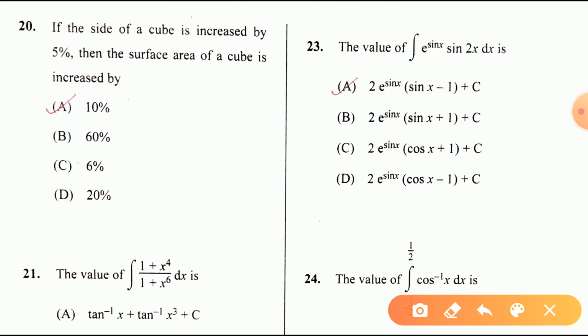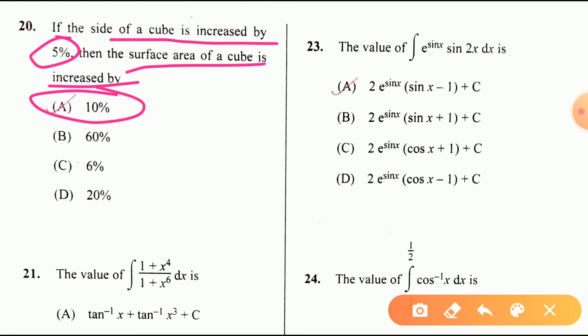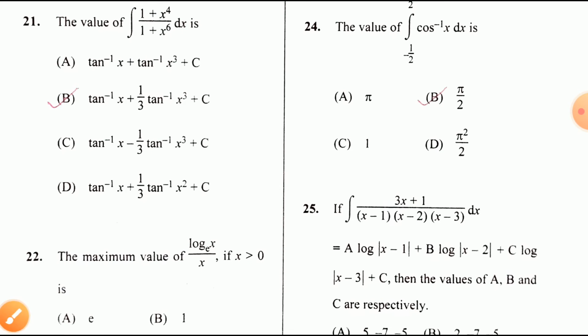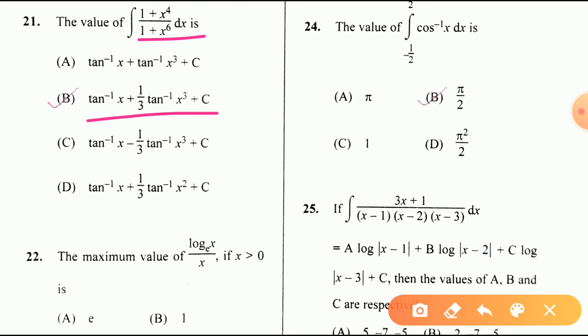Next, question number 20. If the side of a cube is increased by 5%, then the surface area of the cube is increased by 10%. The right choice of this question is A. Next, question number 21. If the value of the integral of 1 plus x raised to 4 divided by 1 plus x raised to 6 is tan inverse x plus 1 by 3 times tan inverse of x cube plus c, the right choice of this question is B.